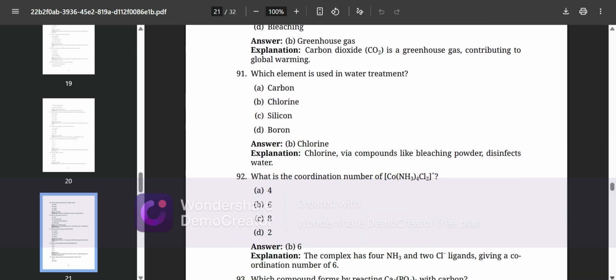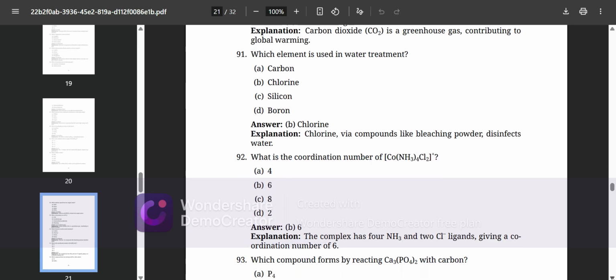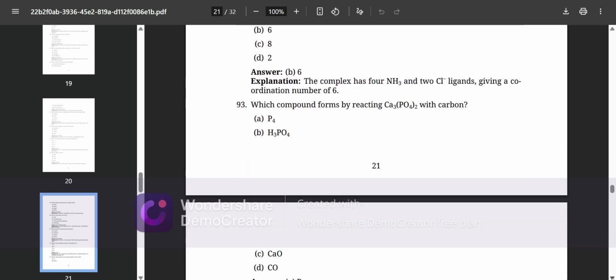Which element is used in water treatment? Chlorine, via compounds like bleaching powder and disinfectants. What is the coordination number of [Co(NH3)4Cl2]Cl? 6. The complex has 4 NH3 and 2 Cl- ligands, giving a coordination number of 6.